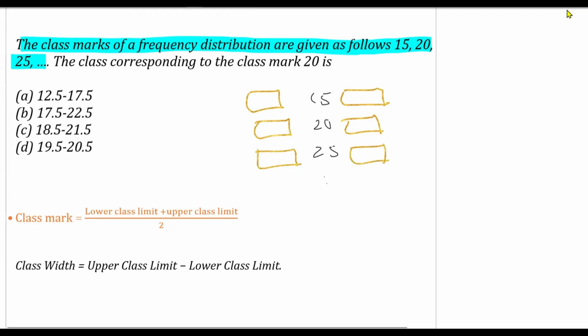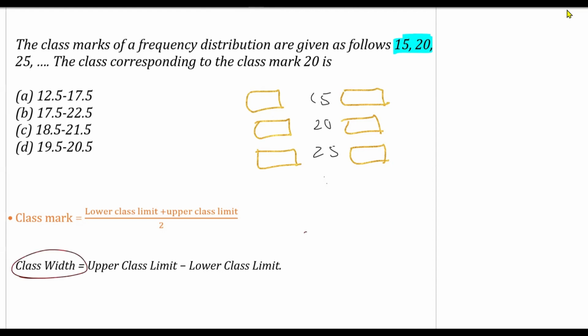Now what we have to find out is the class corresponding to 20. That means we have to get the class. Once you get the upper and lower limit, you can tell the class. Now, first of all, I'll get the size of the class. Size is class width. So from here, I can figure out that the class size is 20 minus 15, right? So I can say the class width, or the class size, will come as 20 minus 15.